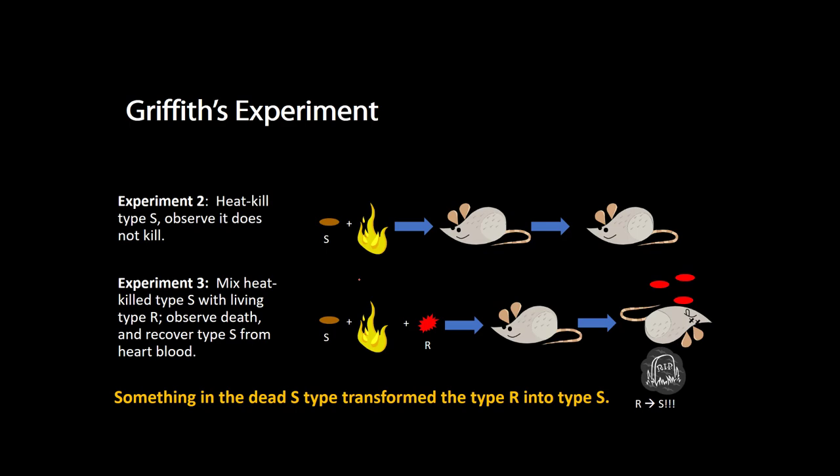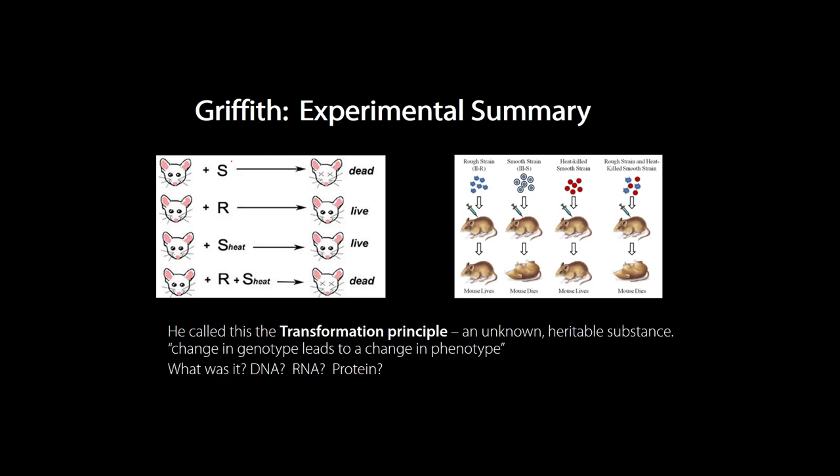All right, so this is a good, just basic summary of the experiment. You take a mouse and you inject it with S bacteria, they die. You infect it with R, they don't die. You heat inactivate it, they don't die. But when you mix the dead S and the live R, they die. And what's more, you recover living S.